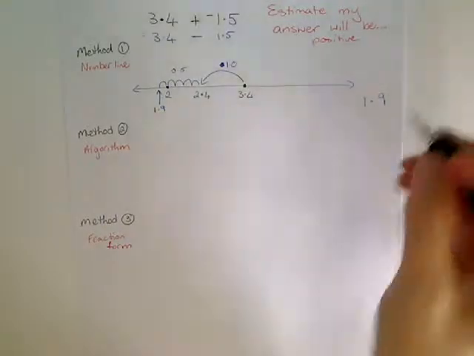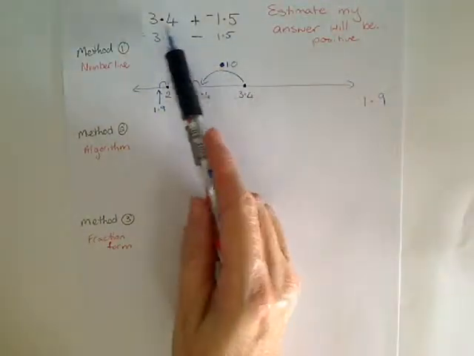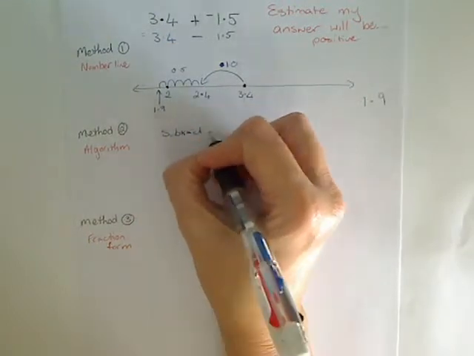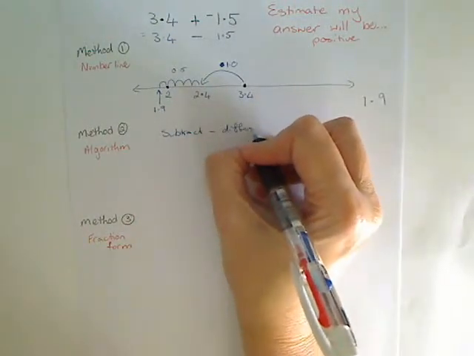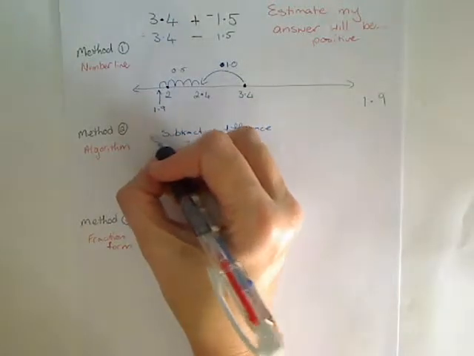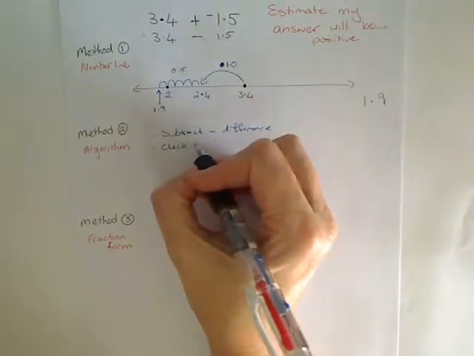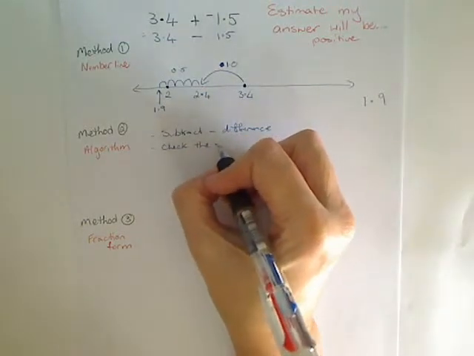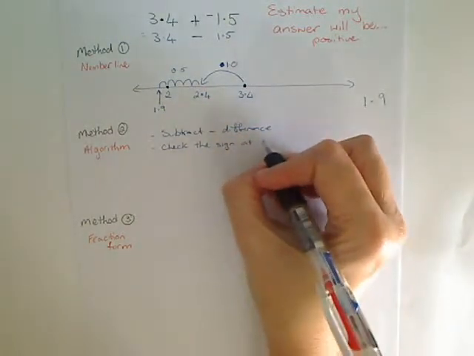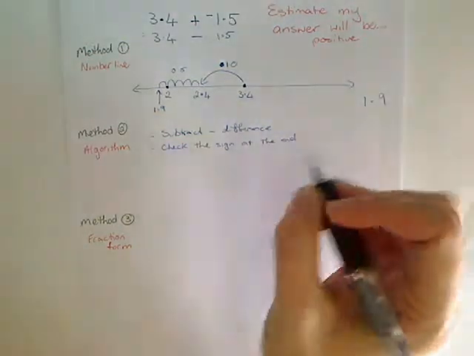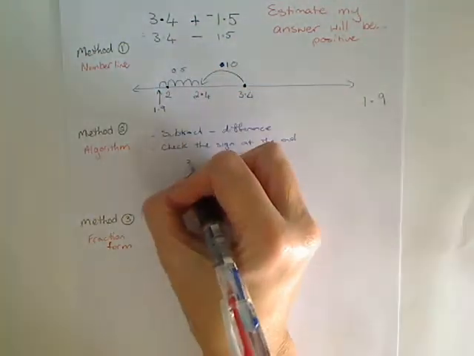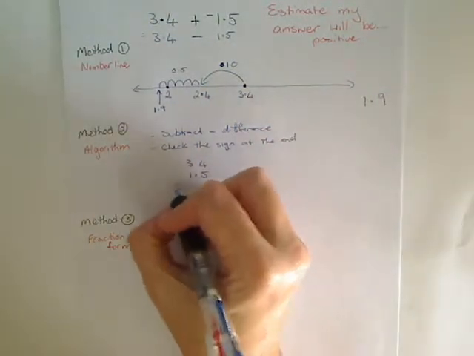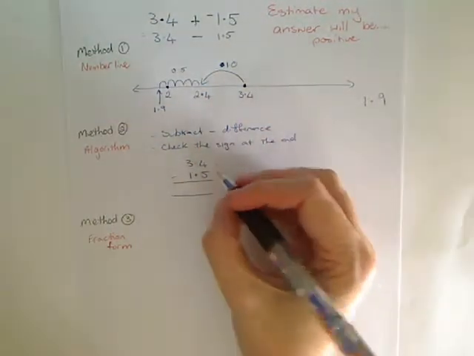For the algorithm, again, we're adding numbers that are different signs, so we subtract to find the difference, and then we check what answer our sign should have. Check the sign at the end. So here we go, we take 3.4, we take 1.5, we subtract them as we have in the past.